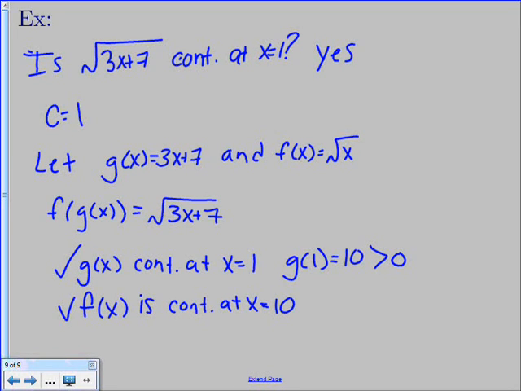Okay, so I hope that helped teach you some things about continuity of functions. It's going to be really important for the next video, which is going to talk about one-sided limits.